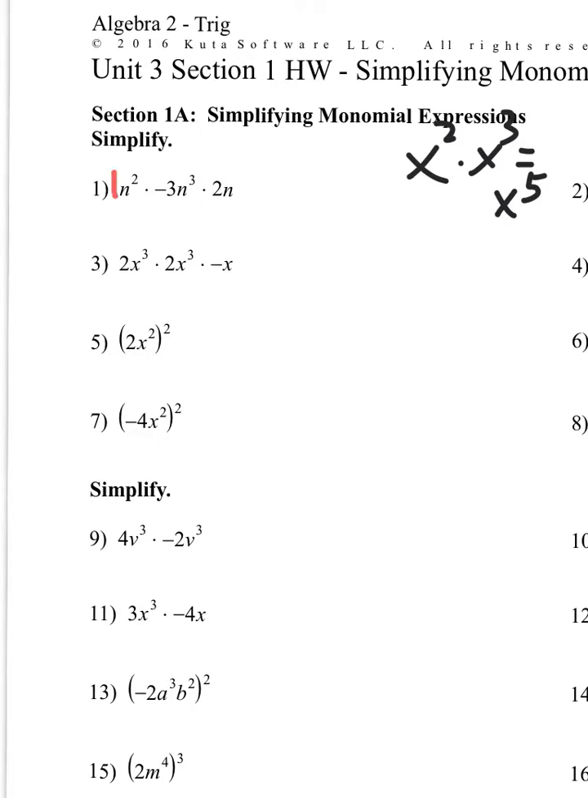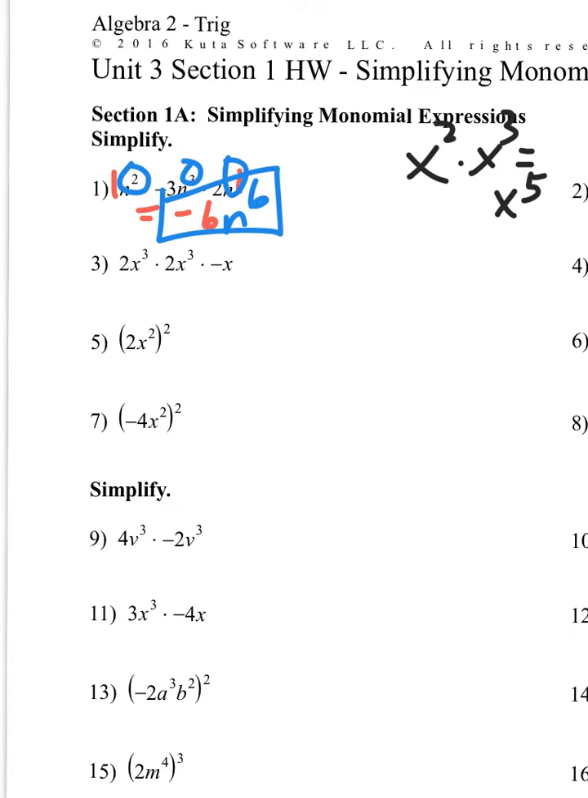There's three monomials we're multiplying together, so I'm going to multiply 1 times negative 3 times 2. So that will be negative 6. And then I'm going to take n squared times n cubed times n to the first. That last one is n to the first, so I have to add all these exponents. So I'm going to add my 2, my 3, and my 1. So it's going to be n to the sixth. So it'll be negative 6n to the sixth.